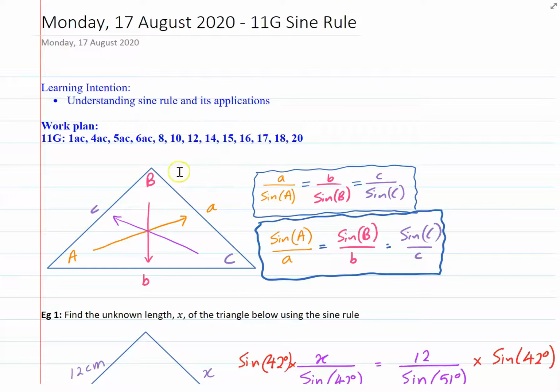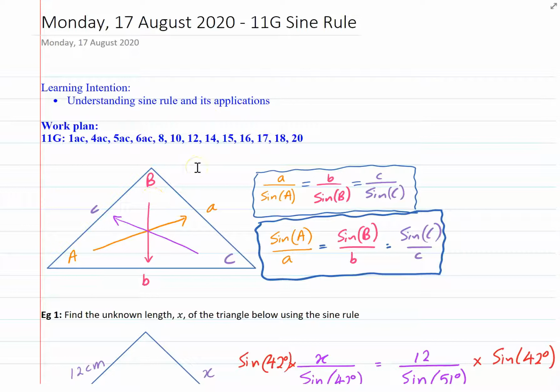I do have a triangle here. This is not a right angle triangle, so it could be any combination of these three angles adding to 180. Here I have labeled it in such a way that the opposite side length is in lowercase to the angle given here, the reference angle, so that I can refer to this one nicely.